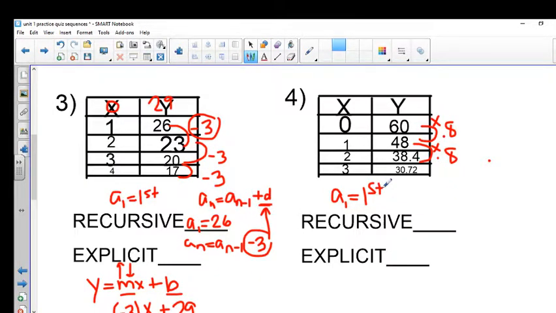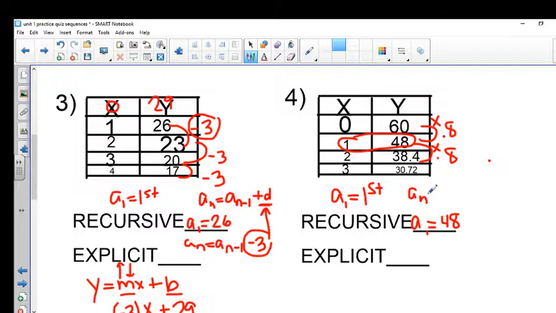So let's find our first term. On this one, we need to make sure we're looking at the one that says first term. Because up here, they started with 1, so that's how we got 26. But this one, they started with the 0 and gave me 60. But I need the first term, so my first term is actually 48. So don't get tricked by that. Just make sure you look at it. Okay? Now I have my formula.